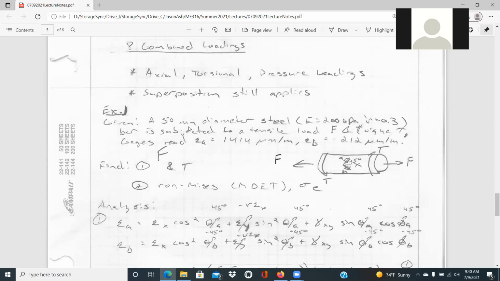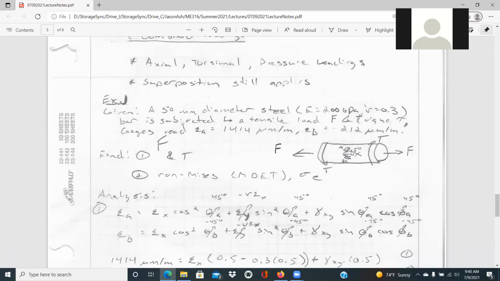So we're given a 50 millimeter diameter steel bar. It's just circular, Young's modulus 200 gigapascals, Poisson's ratio equal to 0.3. It's subjected to a tensile load F and a torque T. And we have strain gauges placed on here, and strain gauge A is reading 1,414 micrometer per meter, and strain gauge B is reading minus 212 micrometer per meter.